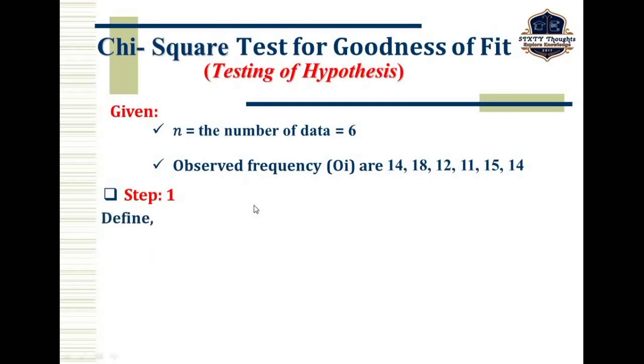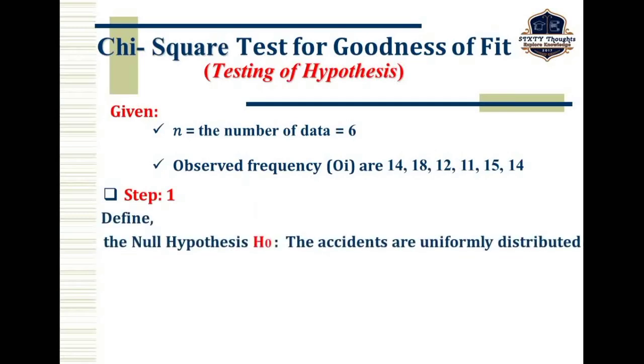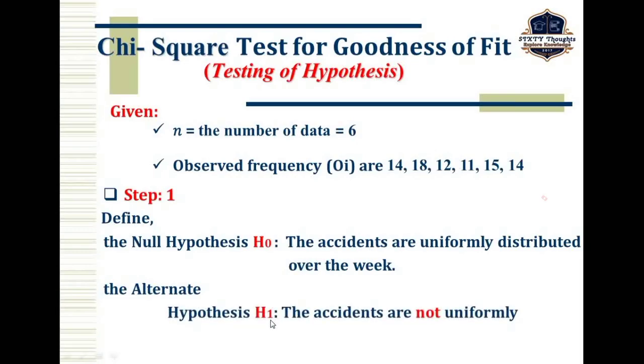So what is step number 1? First we define the null hypothesis, H0: the accidents are uniformly distributed over the week. Next we consider the alternative hypothesis, denoted by H1: the accidents are not uniformly distributed over the week. What is the difference between null hypothesis and alternative hypothesis? Whatever we consider as the null hypothesis, we write its negation to get the alternative hypothesis.